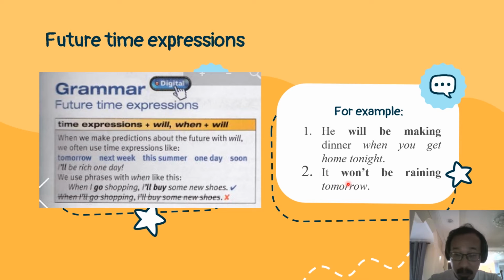So you use your time expression tonight, tomorrow, and will or will not. This is a contraction of will not, won't. Okay, moving on.